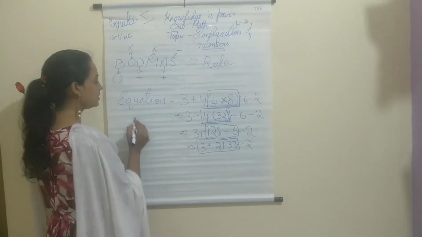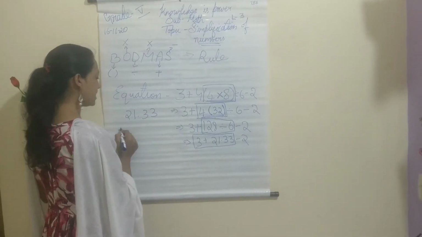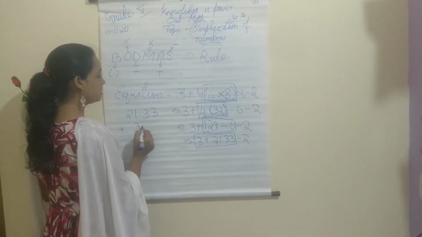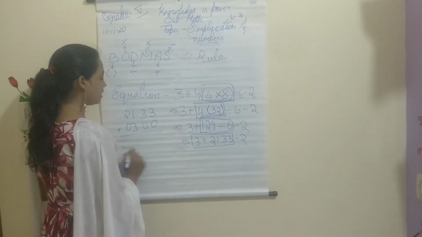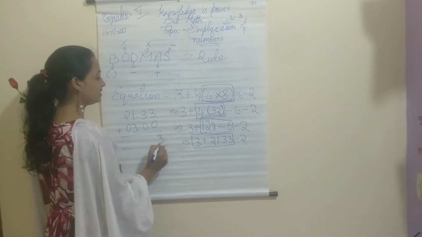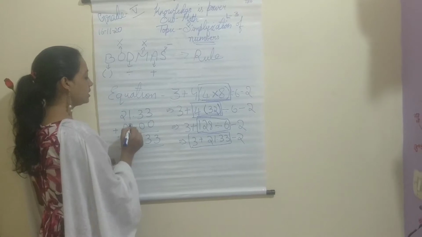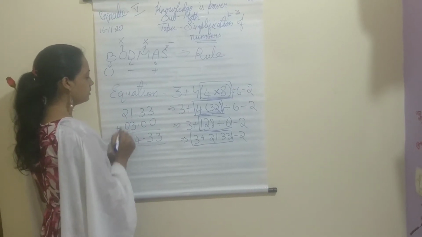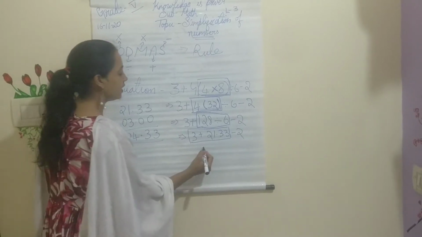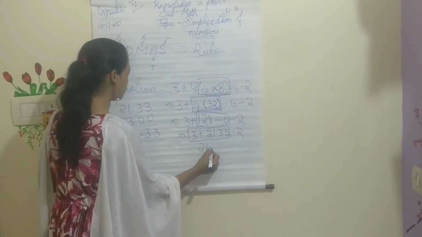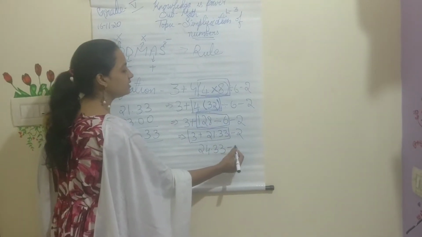So how to do addition with decimals? 21.33 plus the number 3, and I don't have anything in decimal place, so 0, and now add it. 0 plus 3, decimal point, 1 plus 3 is 4, 2 plus 0 is 2. I got the answer for addition, 24.33.